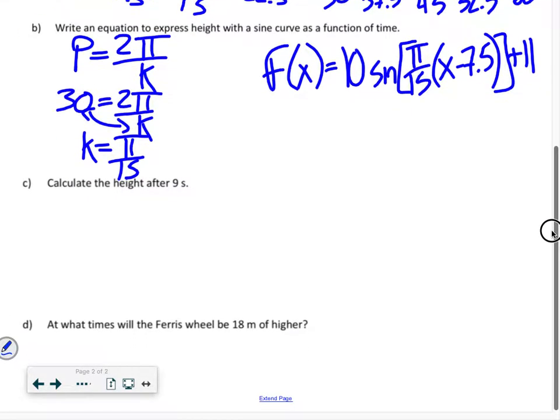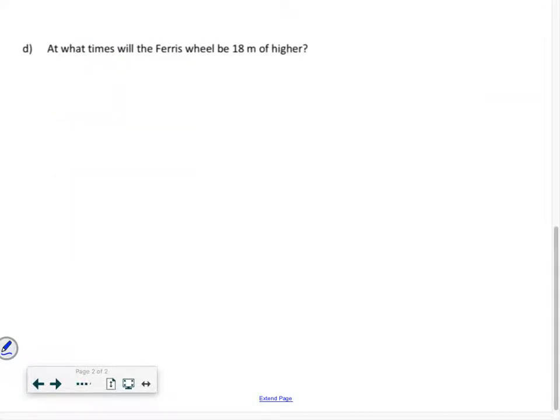Okay, the next question asks, calculate the time, or sorry, the height after 9 seconds. You're going to just be subbing in for your x value or your t value for 9 seconds, and it's going to give you your height. I'm going to let you do that one on your own. I'm going to help you with the last one here. Okay, because the last one's a little bit difficult.